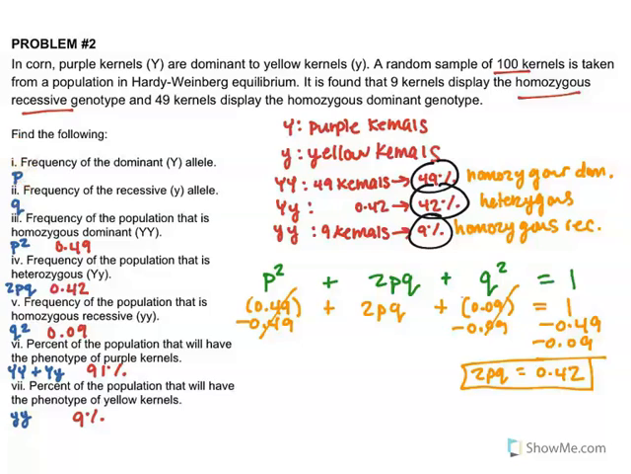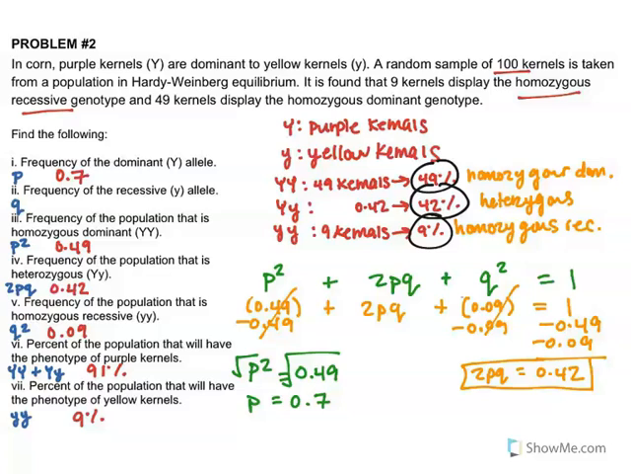I'm going to use my information from the genotype frequency equations to figure that out. If P squared equals 0.49, then I can figure out P by square rooting both sides. P then is going to equal 0.7. That's how frequent the dominant allele is in that population.